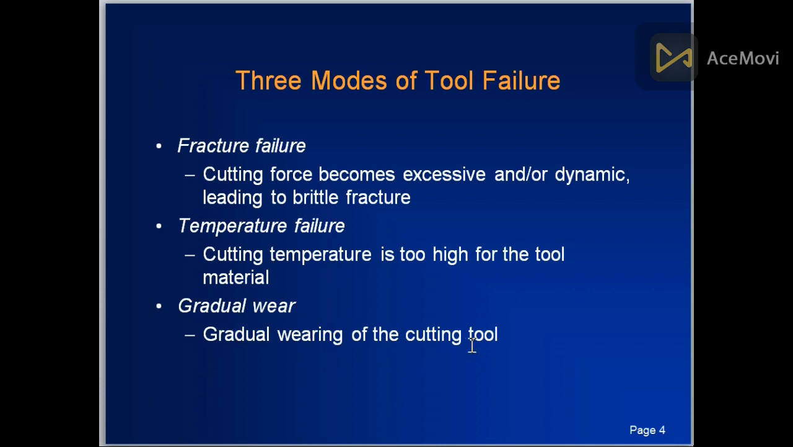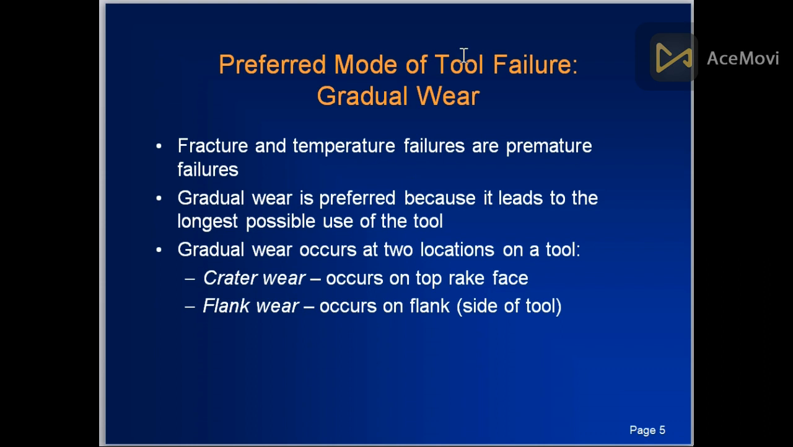Gradual wear of the cutting tool. But what is the desired failure? As you know, after some time the tool must fail. The gradual wear is the desired failure because it has the longest life. We will see this in the next slides. The preferred mode of tool failure is gradual wear. Why? Fracture and temperature failures are premature failures, but gradual wear is preferred because it leads to the longest possible use of the tool.